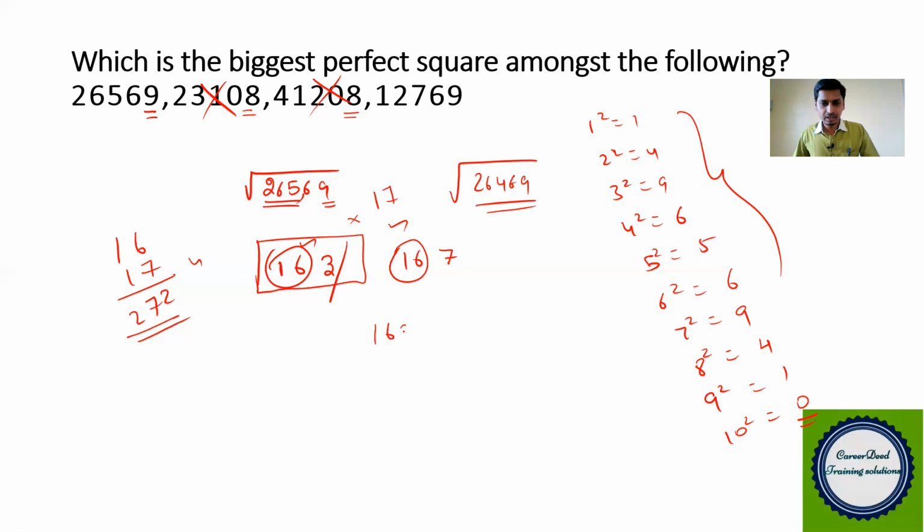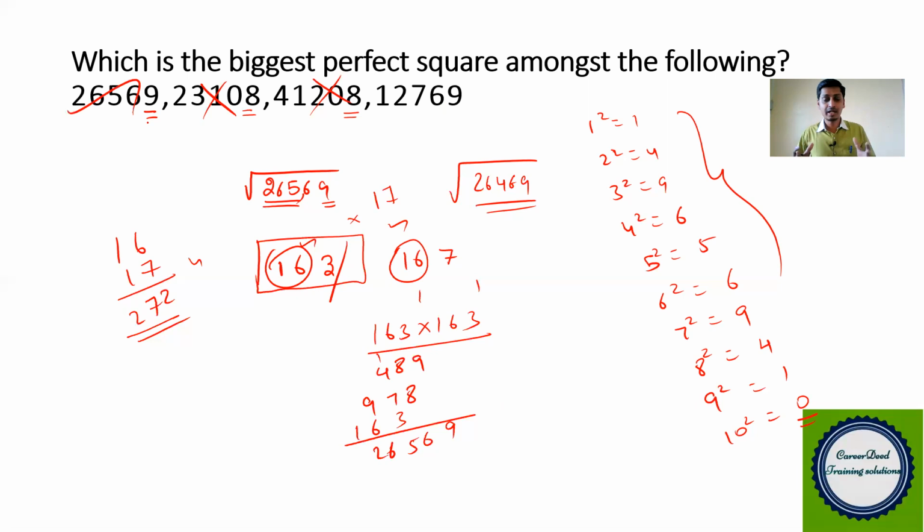163 into 163, what do you get? It's 9, then 6 into 3 is 18, carry 1, 4. Next, 6 into 3 is 18, plus 1, 36, 37, 3, and 9. So add it, and you get 16, 2, 6, 5, 6, 9. Yes, so this is your answer, right?